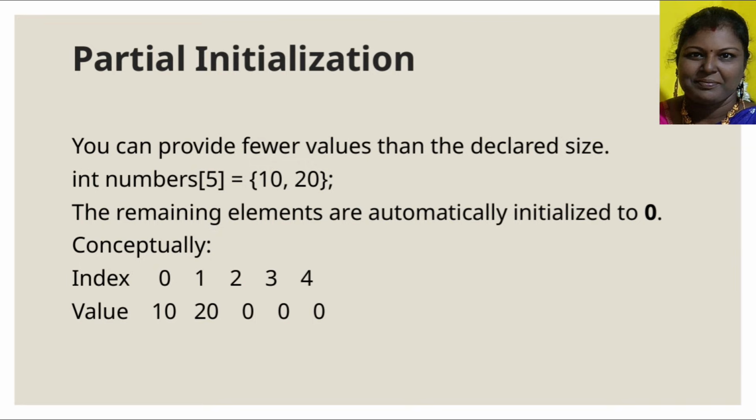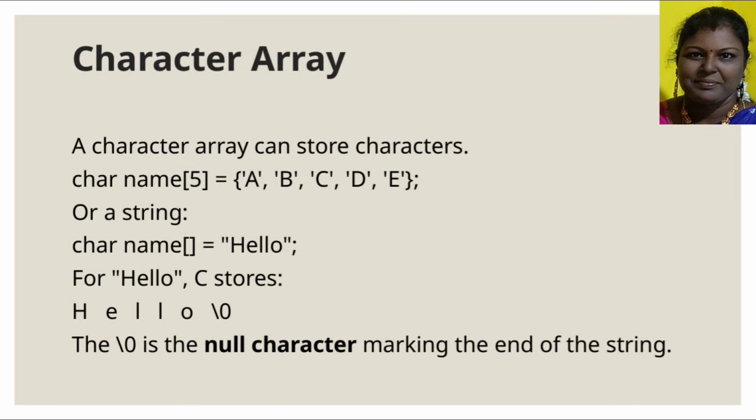Let's talk about character arrays. They store individual characters, like letters. For example, you might have an array with 5 characters, A, B, C, D, and E, or you can use a string, which is just a sequence of characters inside quotes, like "hello". In C, strings always end with a special character, the null character, written as \0. This marks where the string finishes, so the program knows when to stop reading. It's a simple but crucial detail.